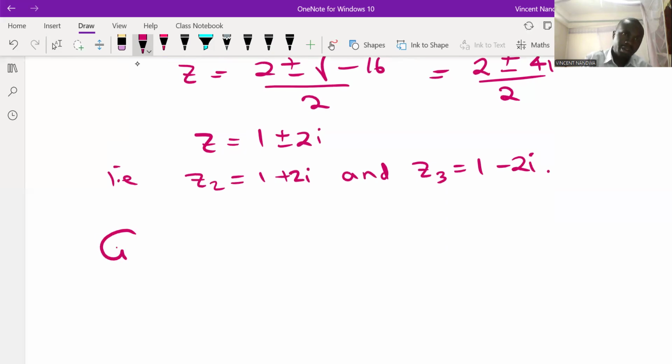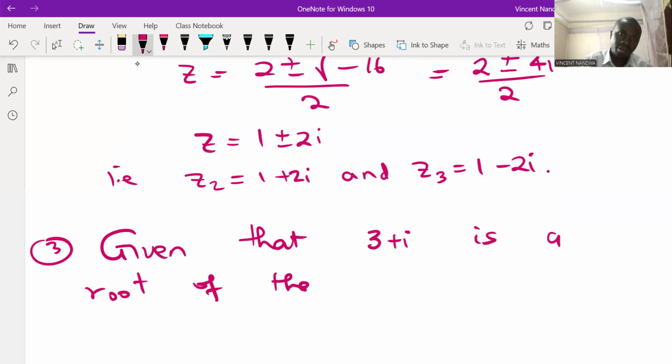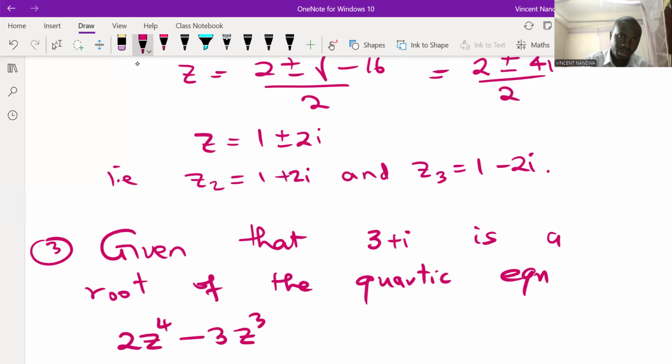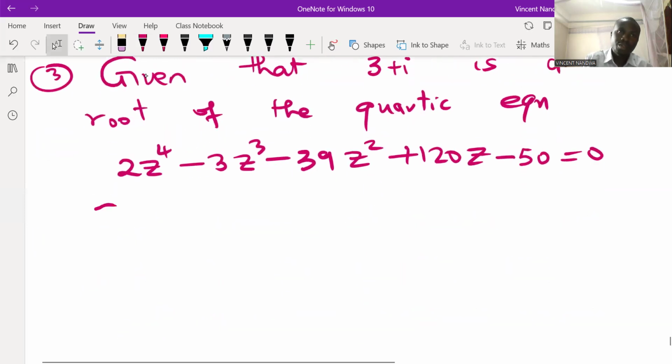Example 3. Given that 3 plus i is a root of the quartic equation. So quartic means the highest power is 4. 2z power 4 minus 3z cubed minus 39z squared plus 120z minus 50 equals 0. Solve the equation completely.